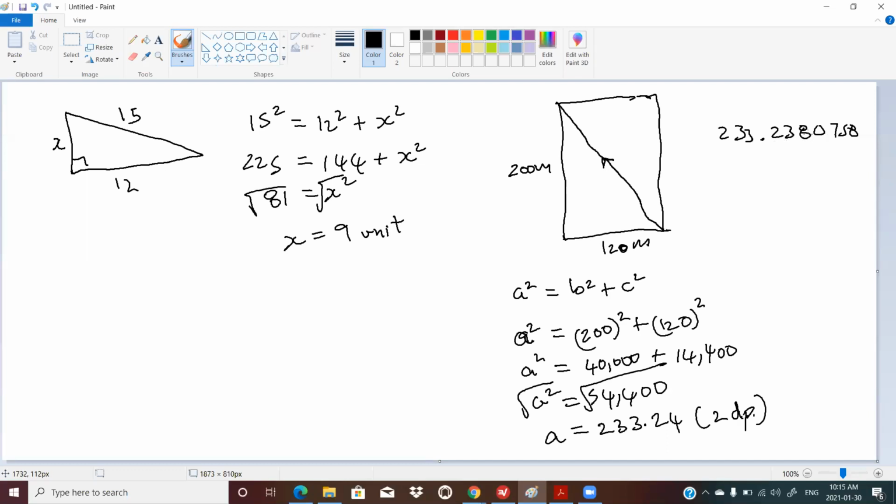So this is as many decimal places as my calculator displays. So for 2 decimal places, I look at the second decimal place, and you look at the number beside it. Is it greater than or equal to 5? It is. You add 1 here, and you drop everything after. So you have 233.24, right? I know I haven't gone through rounding, but it's something you should be familiar with. All right, so let us continue.